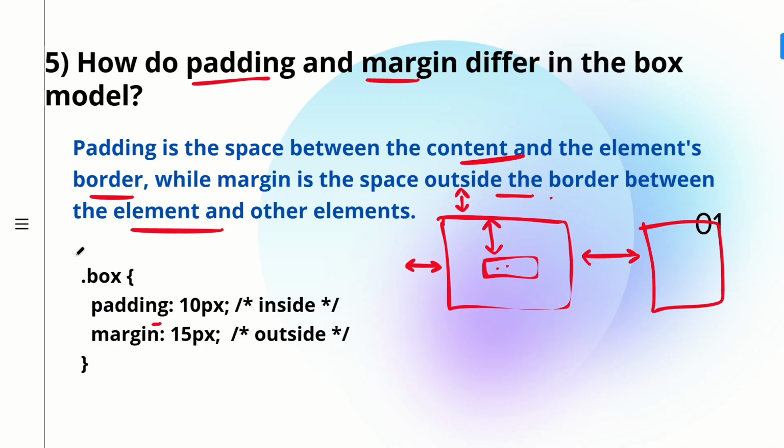So let us see a normal example of padding and margin. So you have a box, and for the box, let us suppose you are giving padding as 10 pixels. So from top, right, bottom, and left, you will have 10 pixels of space, and then margin you have given 15 pixels. That outer space is going to be 15 pixels from all the sides, from top, right, bottom, and left.